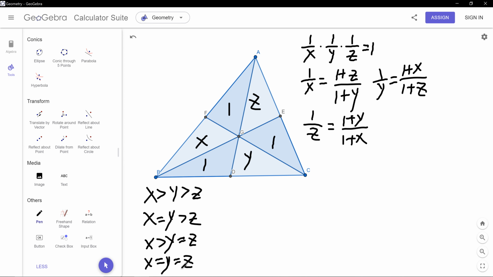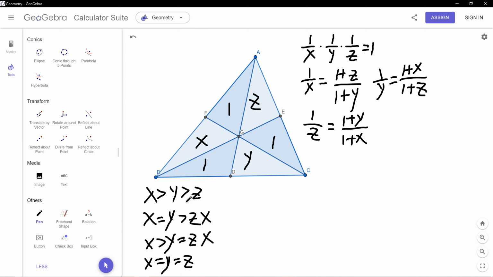For the case x equals y equals z, obviously G would be the centroid, so that's fine. But for the case x larger than y equals z, because y equals z, that means x equals 1, and so y equals z equals 1, which means x equals y equals z, so this case is impossible. Similarly, the second case is impossible.